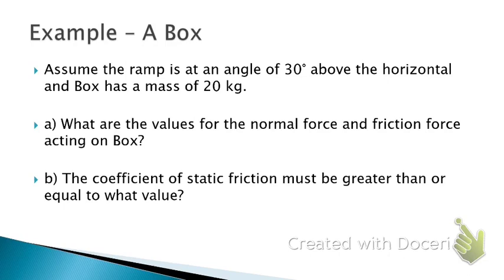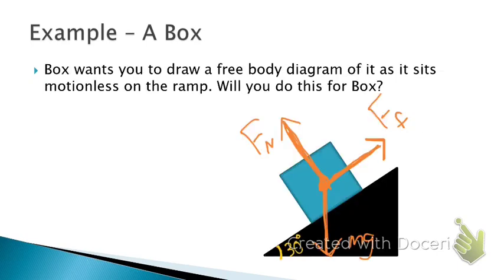Cool. Now let's slap some values on here. Let's assume the ramp is at an angle of 30 degrees above the horizontal and Box has a mass of 20 kilograms. What are the values for the normal force and the friction force? And then what must be the minimum coefficient of static friction? So this is the part that can get a little bit nasty if you don't have this little trick up your sleeve.